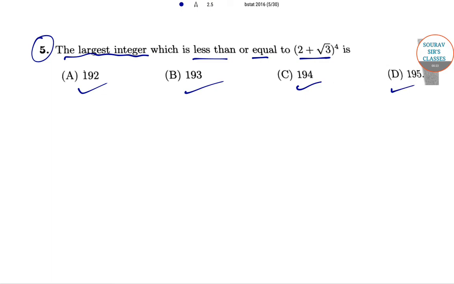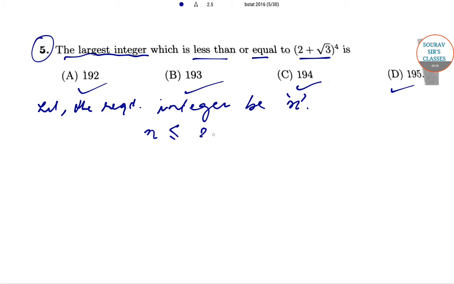Okay, so let the required integer be n. So n is less than or equal to (2 plus root 3) to the power 4. Now let us find out (2 plus root 3) whole to the power 2.